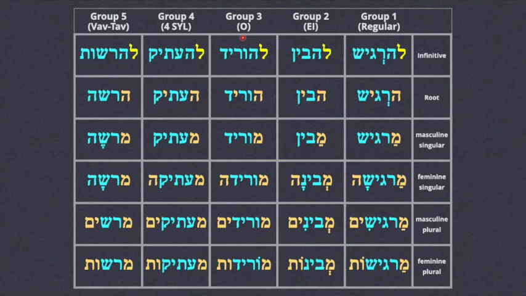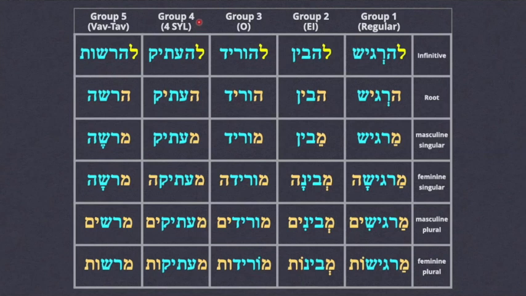Then our third group was the O group. We use the verb lehorid, and this is the group where the beginning sound is leho as opposed to leha, which we saw in the first two groups. So lehorid, get rid of that lamed, and we go from horid to morid, morida, moridim, and moridot. So very similar to the first group, but instead of that initial a, we have o.